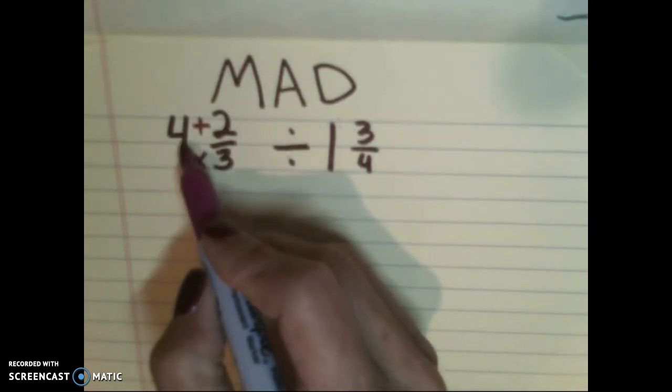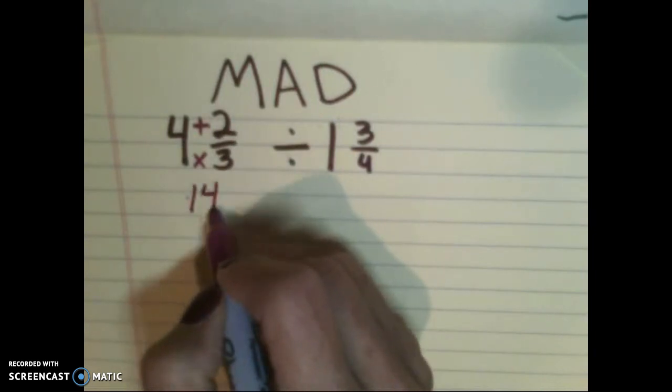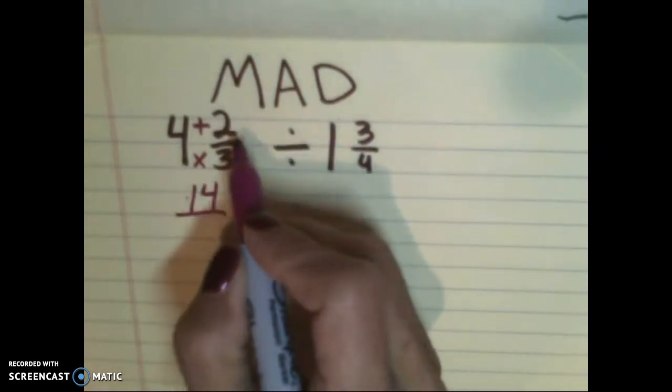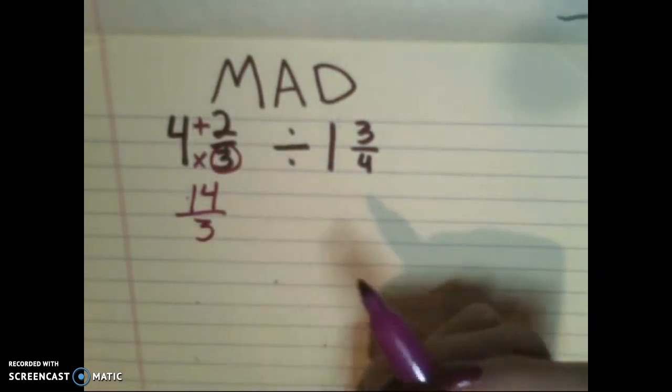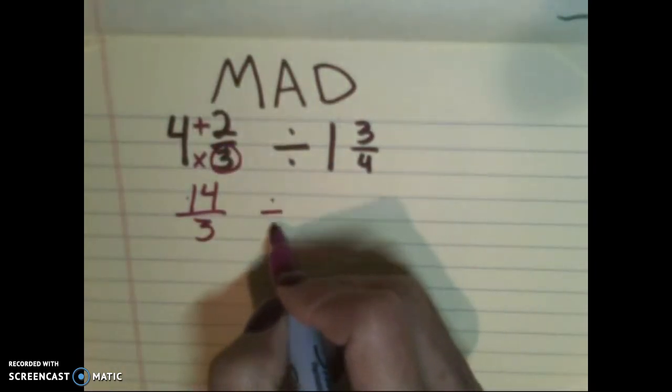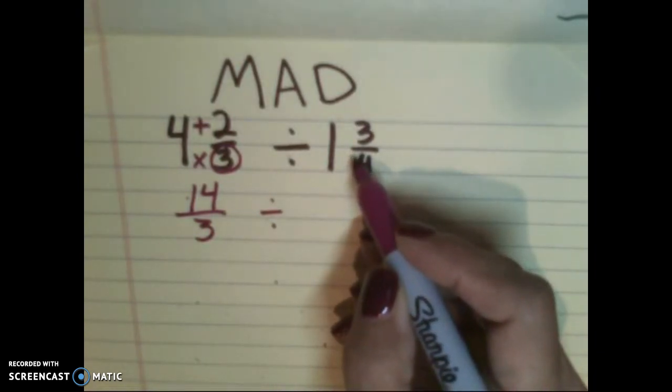So 3 times 4 is 12, plus 2 is 14. And then the D stands for the denominator, so I'm going to bring that denominator down. The denominator stays the same. Same concept for the division. Now I'm going to change this mixed number into an improper fraction and make it MAD.